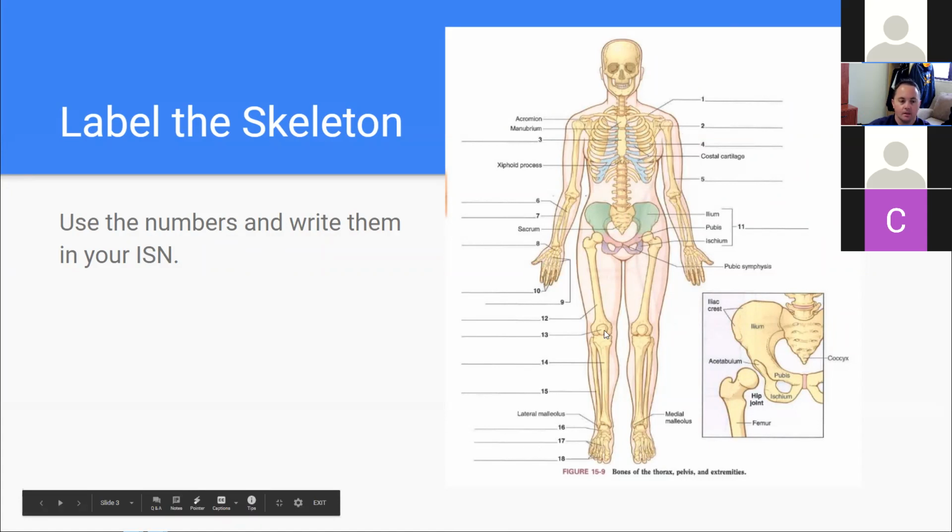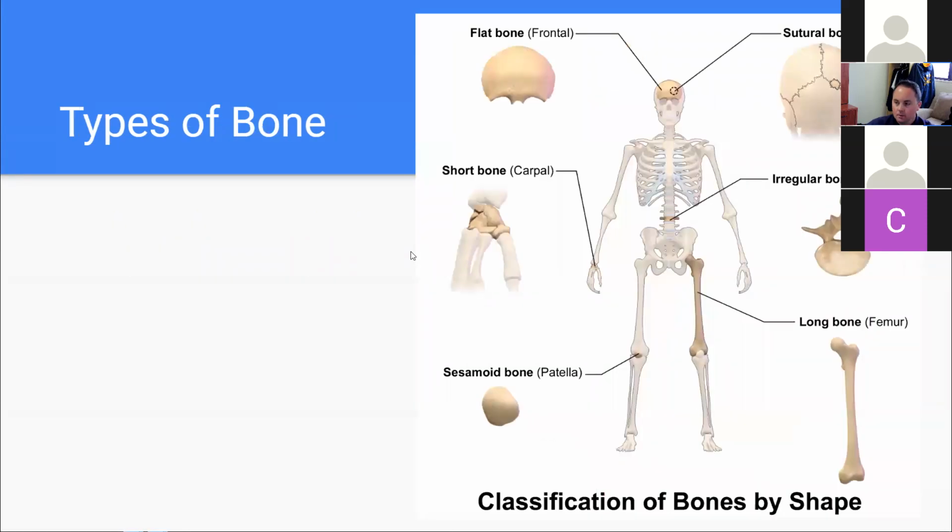Okay. So are there any questions about what 1 through 18 are? Did we get those all labeled? Any questions? Okay. So now we have a basic idea of where the different bones are. Okay. But now there are different kinds of bone. They're not all the same thing. Okay. Your flat bones, and this, you guys should write these down and I will give you definitions and we're going to use this information.